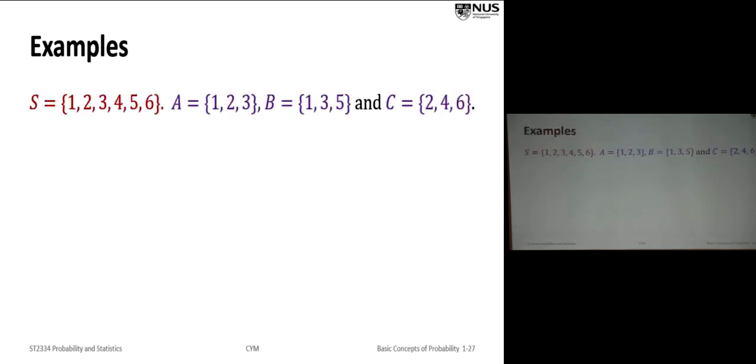So let's look at an example to illustrate all this. We consider tossing a die: 1, 2, 3, 4, 5, 6. A is 1, 2, 3, B is 1, 3, 5, and C is 2, 4, 6. So I give you explicitly what these events are. Can you describe what event A is? A is an event that you got a number less or equal to 3. B is an event that you got odd numbers. C is an event that you got even numbers.